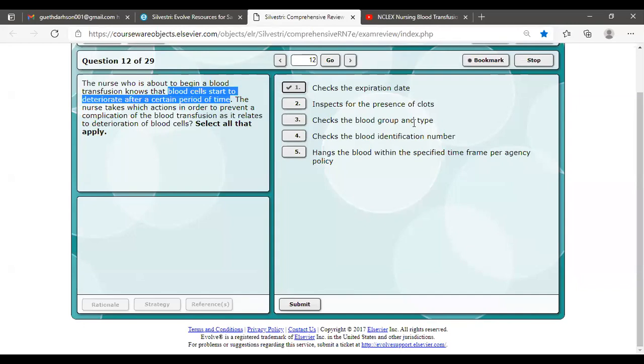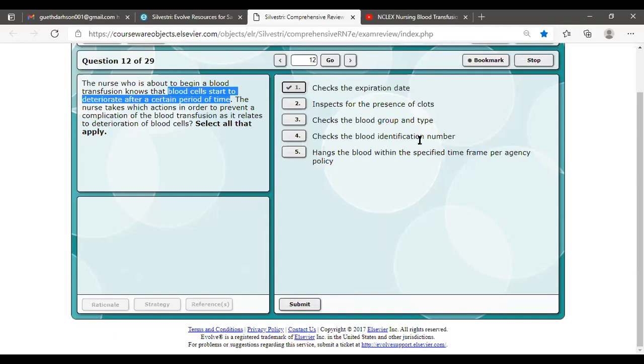Sometimes NCLEX asks, in order to determine the donor compatibility, what must be done? It means we check the blood type and cross match. But this number 3 is important but not related to the answer of this question, because it is nothing related to deterioration of the blood cell or lifetime.